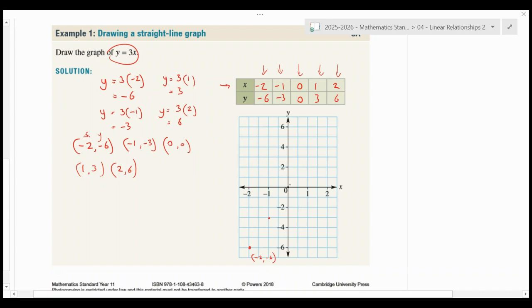Then the next one is 0, 0. That's very convenient. That's our origin. Then 1, 3. So we go across to 1 and up to 3. And then 2, 6. So we go across to 2 and up to 6. And that is our line.